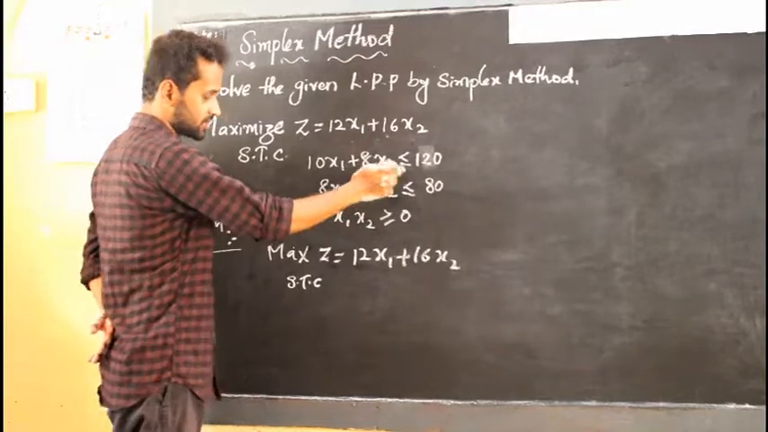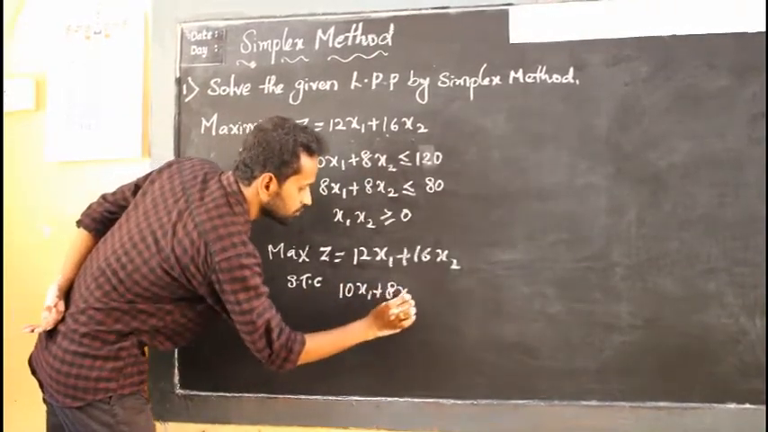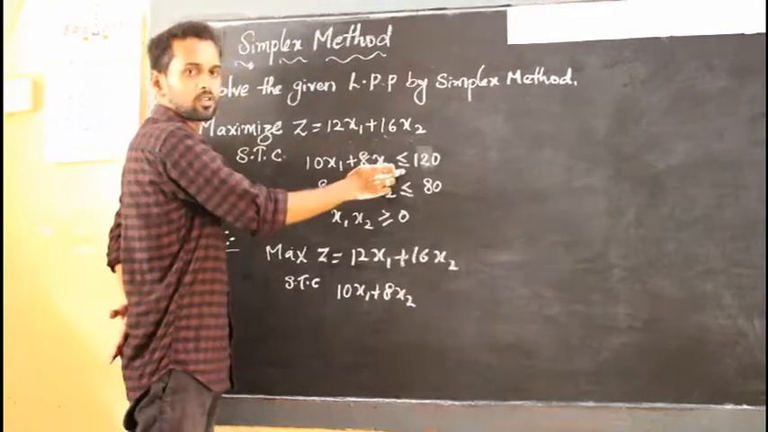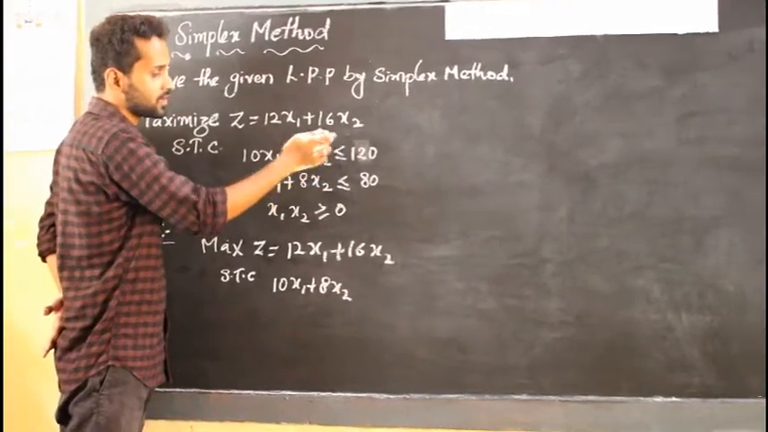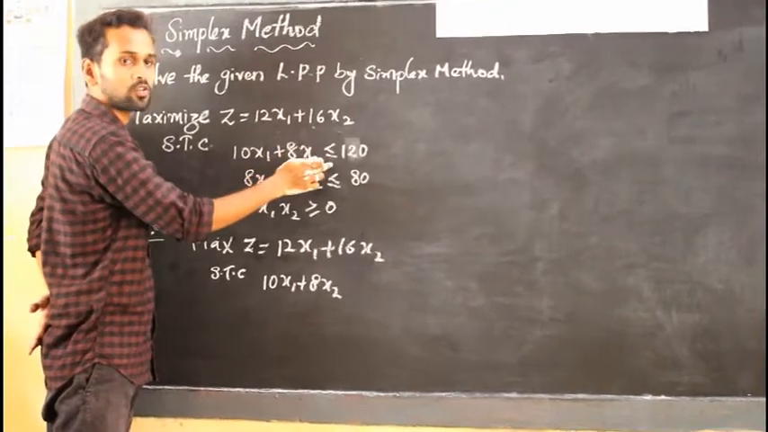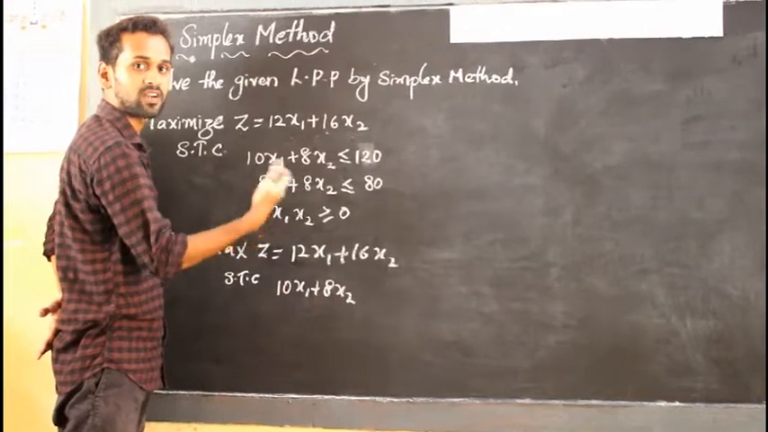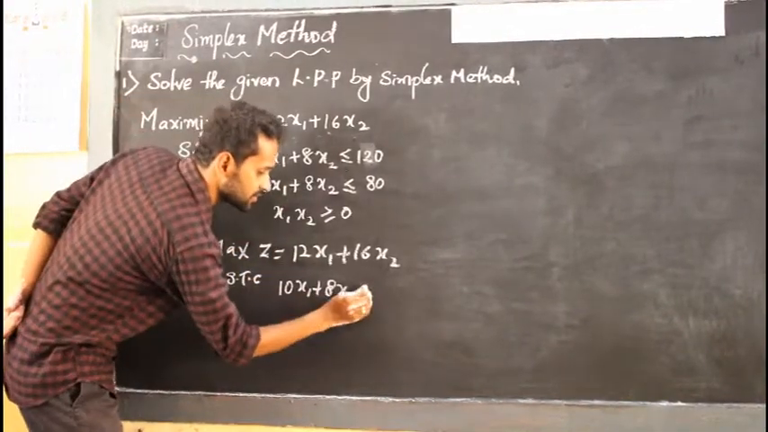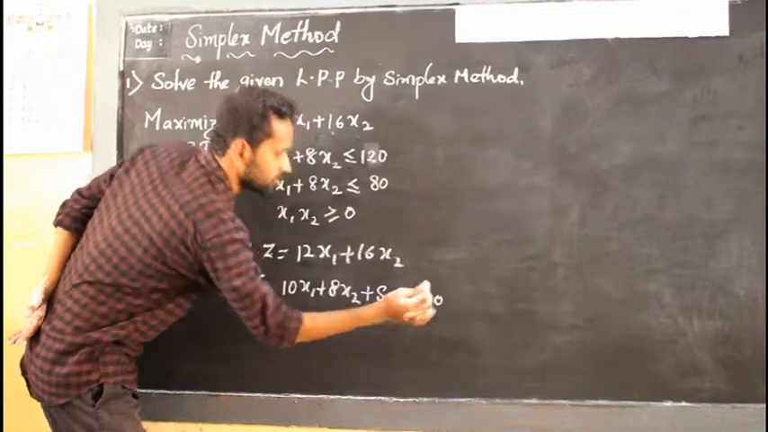Look at the first condition. What I have here is 10x1 plus 8x2, which is less than or equal to. I told you in the beginning of the lectures that whenever the inequation contains less than or equal to, I must go with a slack variable. I need to add a slack variable on the left hand side. So I am adding a slack variable s1, so that I convert it to an equation.